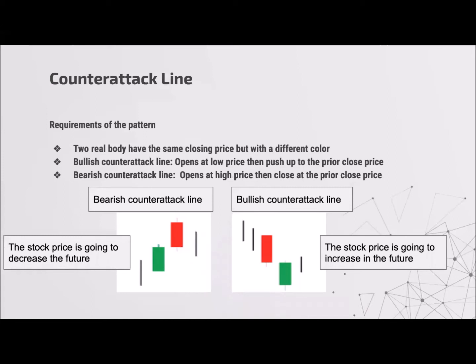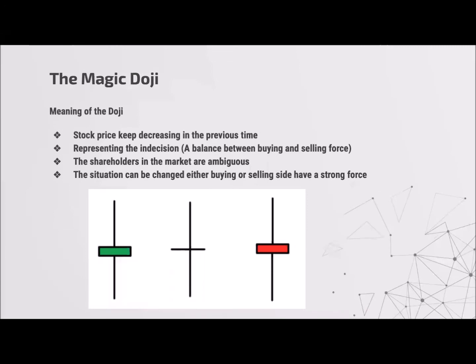About the counterattack line pattern, two real bodies have the same closing price, but they will exist in different colors. The magic doji is about the stock price keeping decreasing in the previous time. It represents the indecision between buying and selling force, and the shareholders in the market are ambiguous. The situation can change when either the buying or selling side has a strong force.